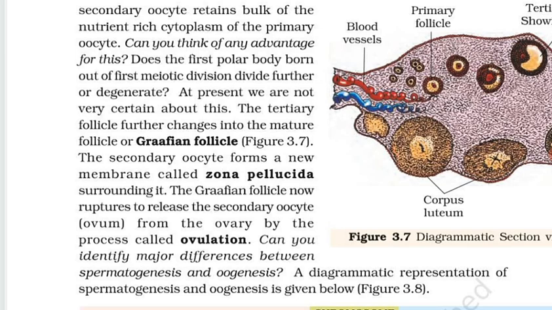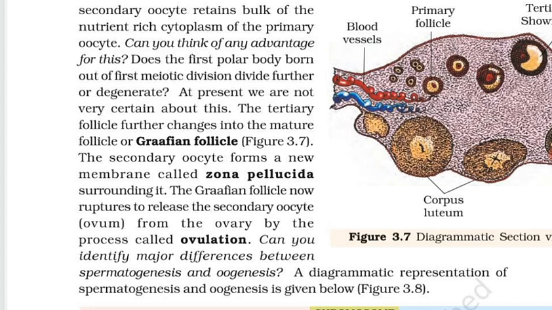A diagrammatic representation of spermatogenesis and oogenesis is given in the figure. ठीक है? यहाँ पे दो डायग्राम दिए हुए हैं. और एक और डायग्राम दिया हुआ है, डायग्रामेटिक सेक्शन व्यू ऑफ ओवरी. उसके नीचे भी डायग्राम दिया हुआ है स्पर्मेटोजेनेसिस और oogenesis का. चलो नेक्स्ट इज menstrual cycle.